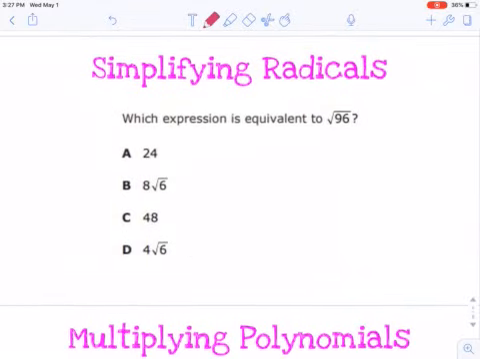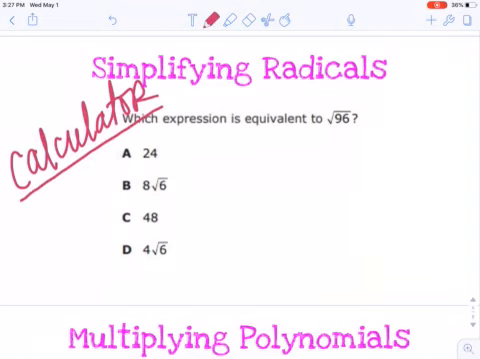Okay, another thing in Unit 7 was simplifying radicals. You have learned at this point that the calculator will do this for you. You literally don't have to know anything about it. Just type that in and it will tell you the answer is D.